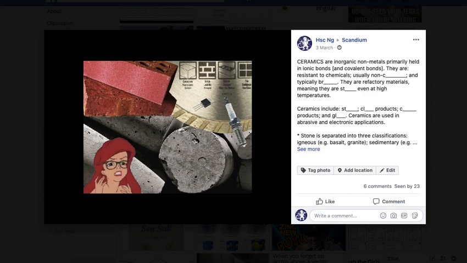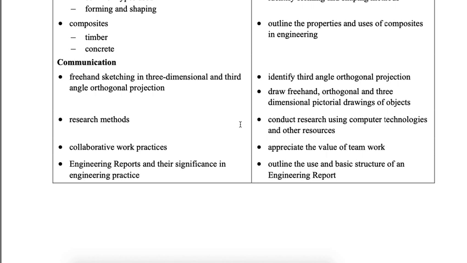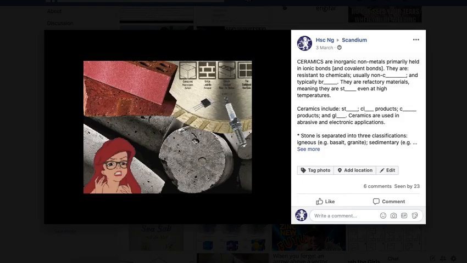And when I go back to the syllabus here, okay, so we've also talked about timber. We haven't gone into too much detail for timber. We've just outlined the properties and uses of composites in engineering. Okay, so we've outlined the use of timber and concrete. So in the case of timber, I don't know if I have a picture yet of timber. If I haven't, we should do that.